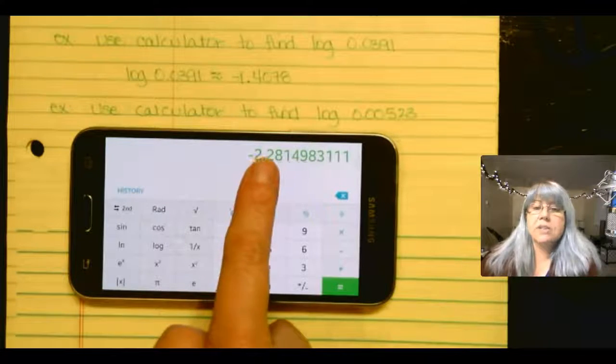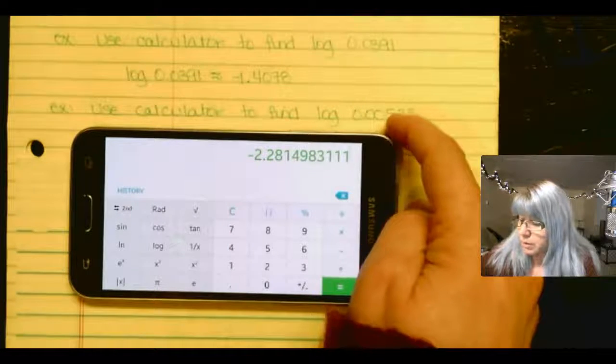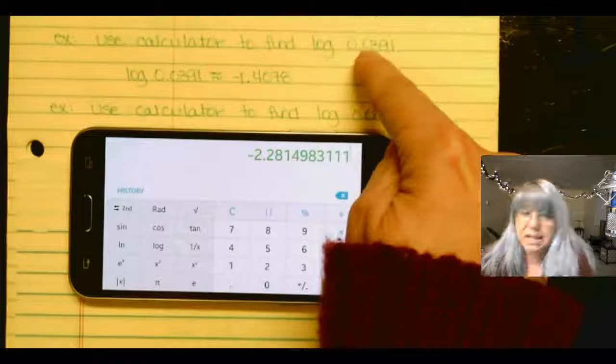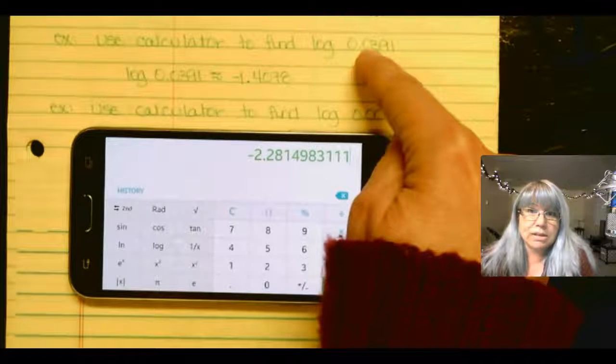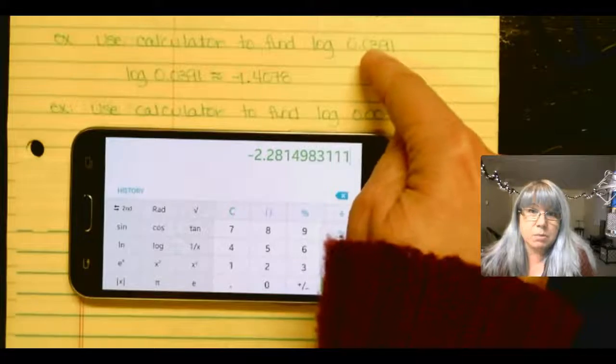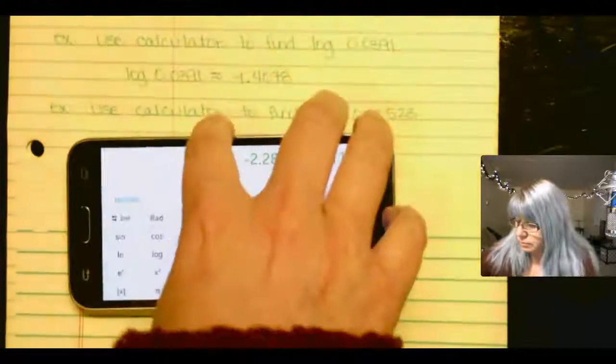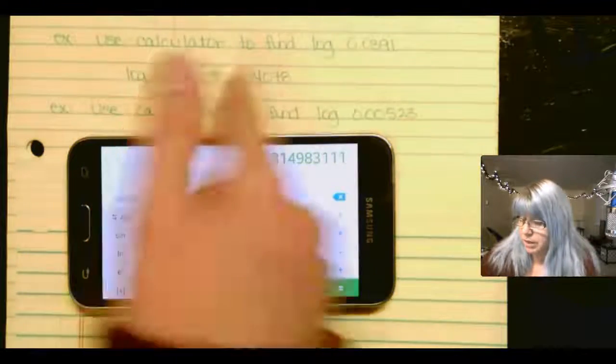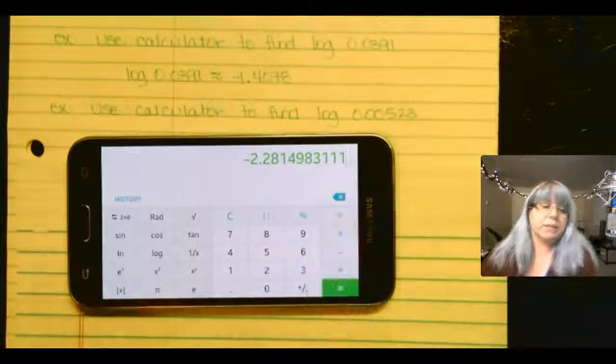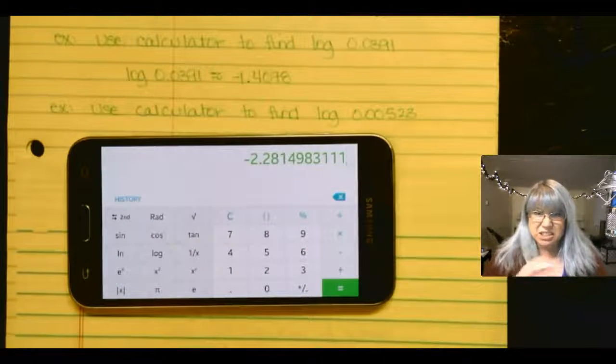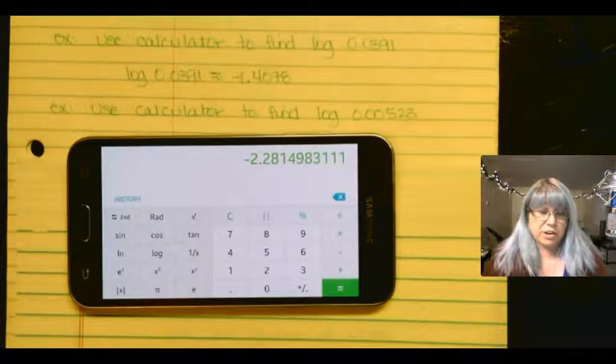-2.28149. -2 because I have 2 zeros there before my number starts. Here, I was a -1 because I had 1 zero before my decimal started. If I had a 0 in front there, my number started right after the decimal immediately. So the characteristic can tell me a lot of things, or I can anticipate what the characteristic is going to be.